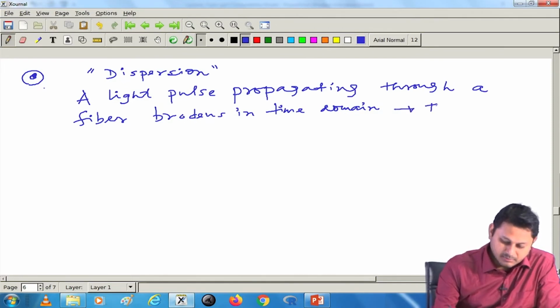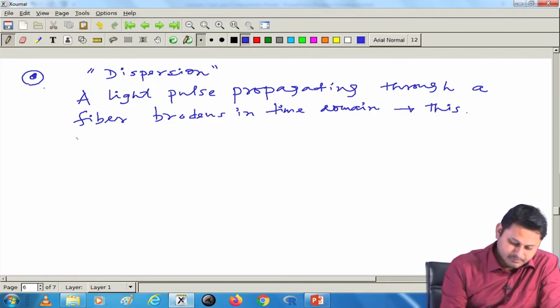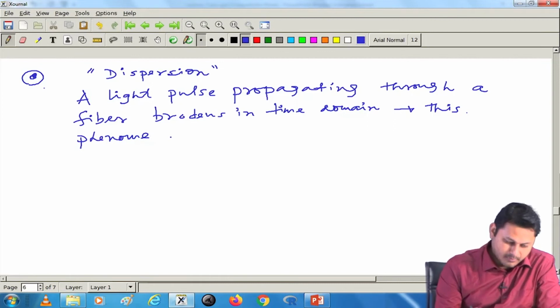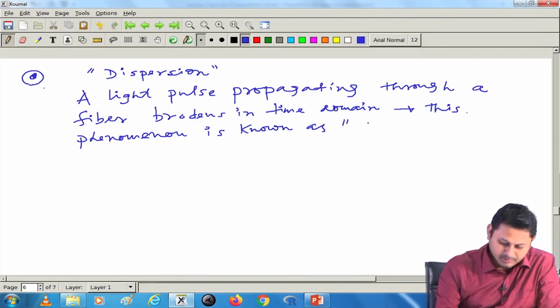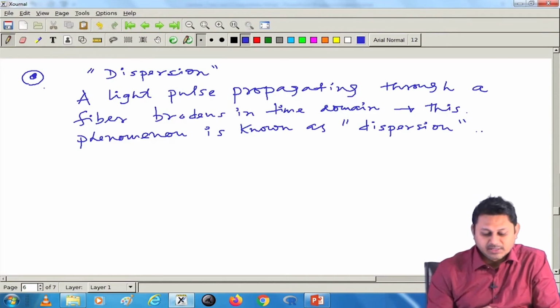So, this phenomenon is roughly known as dispersion. Anyway, we already have an idea about dispersion when we launch a white light in a dispersive medium like a prism, and then we find that there is a separation of lights.